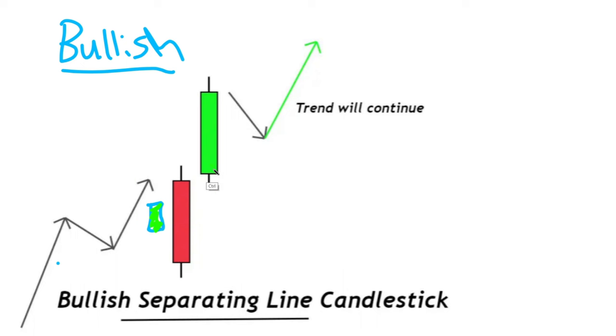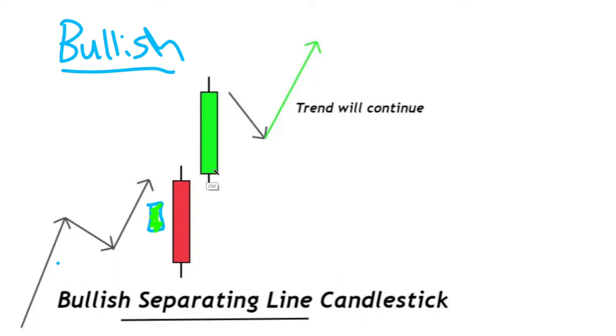This price gap right here between the red candle and the green candle indicates that the bears are completely losing control of this market, and that it's likely that we're about to see a strong reversal here towards the upside. And you may of course wonder, how do we trade this pattern? Well, as always, it's pretty common to enter here at the candle close of the final candle.